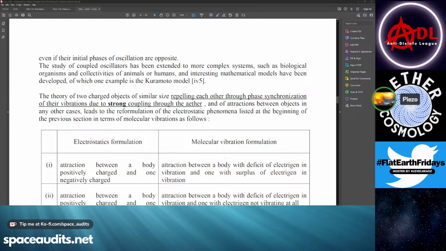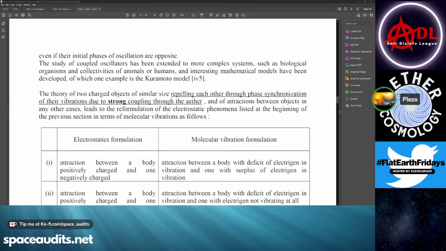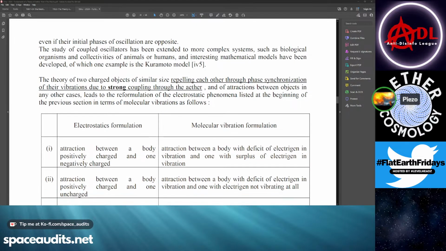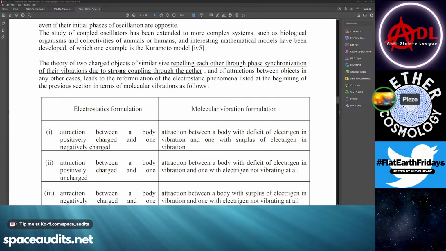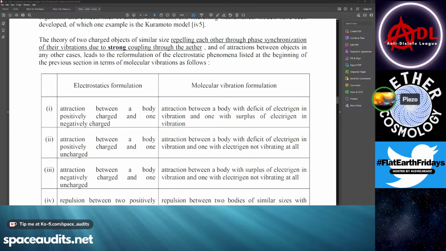The study of coupled oscillators has been extended to more complex systems such as biological organisms and collectivities of animals or humans, and interesting mathematical models have been developed, of which one example is the Kuramoto model. The theory of two charged objects of similar size repelling each other through phase synchronization of their vibrations due to strong coupling through the ether, and of attractions between objects in any other cases, leads to the reformulation of the electrostatic phenomena listed at the beginning of the previous section in terms of molecular vibrations as follows.